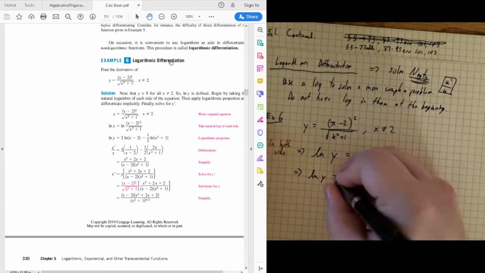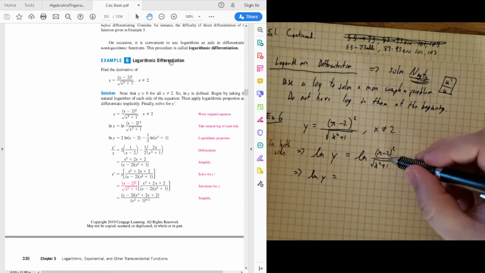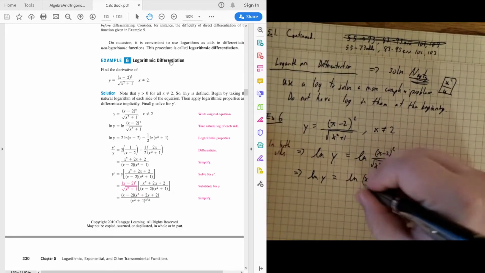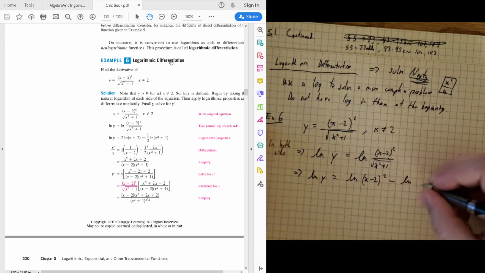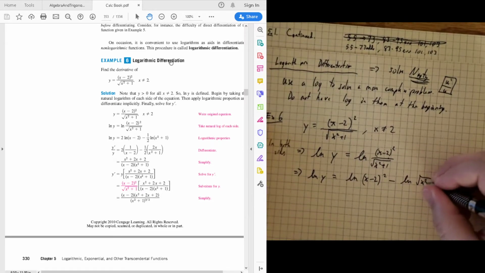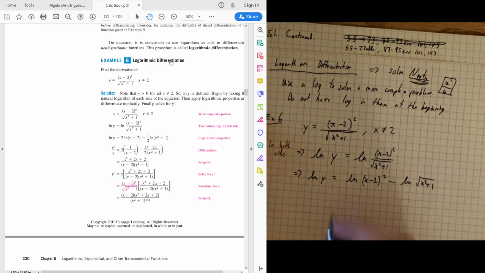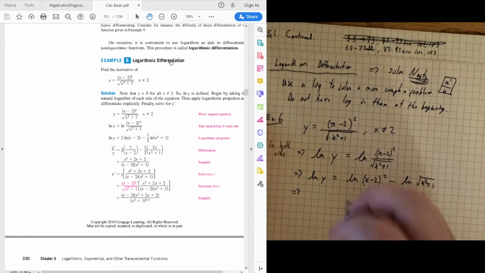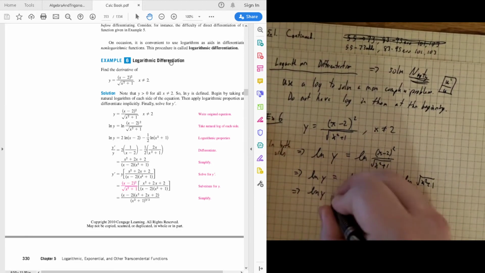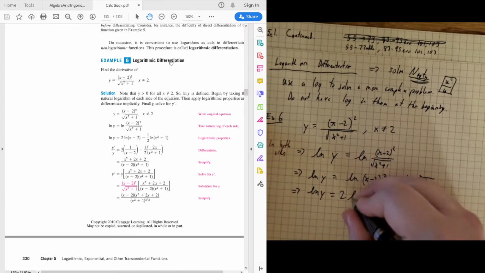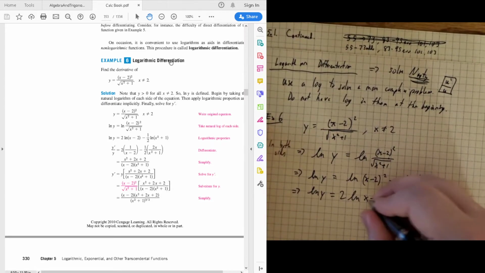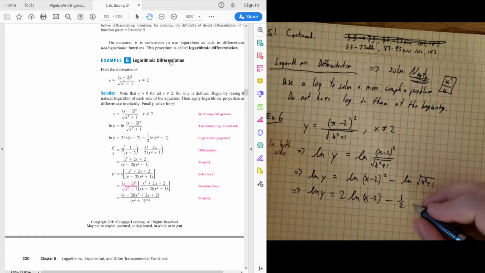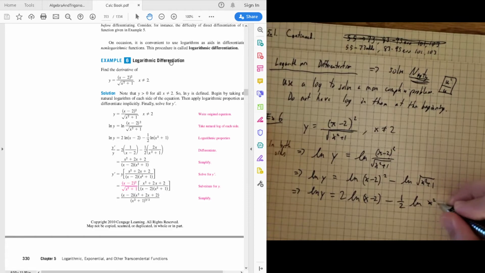Left-hand side's ln of y. The right-hand side, I have division. Division becomes subtraction, so this will become ln of (x minus 2) squared minus ln of the square root of x squared plus 1. I can rewrite again. This time I'll use a power rule to bring both of these pieces out. This becomes ln of y equals 2 ln of (x minus 2) minus, the power becomes a 1/2 and is brought out front, ln of (x squared plus 1).